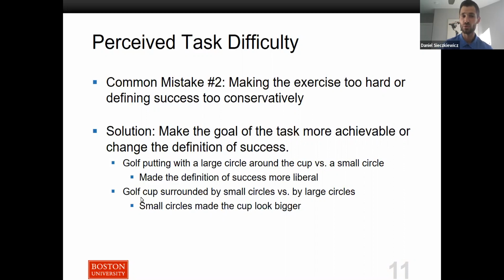Similarly, using an illusion, so a golf cup surrounded by very small circles, which makes the cup look bigger, versus the cup surrounded by very large circles, which makes the cup look smaller, changed the perceived task difficulty, and those who thought it was going to be easier, so those with the smaller circles around the cup, were better at a retention test for putting.